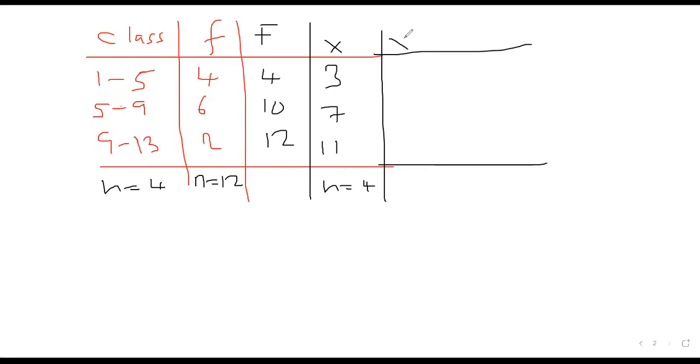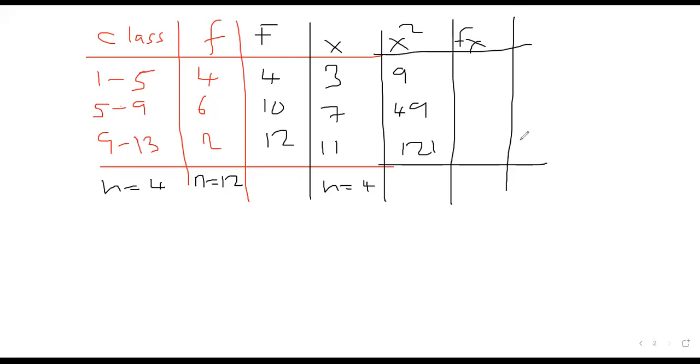Then you can square our x. This one is 9, this one is 49, this one is 121. Then you can find the fx, and you can find the fx squared. In this case, we're going to multiply. This is a key multiplier. So this is column 1, this is column 2, and we can call this column 0, the multiplier.